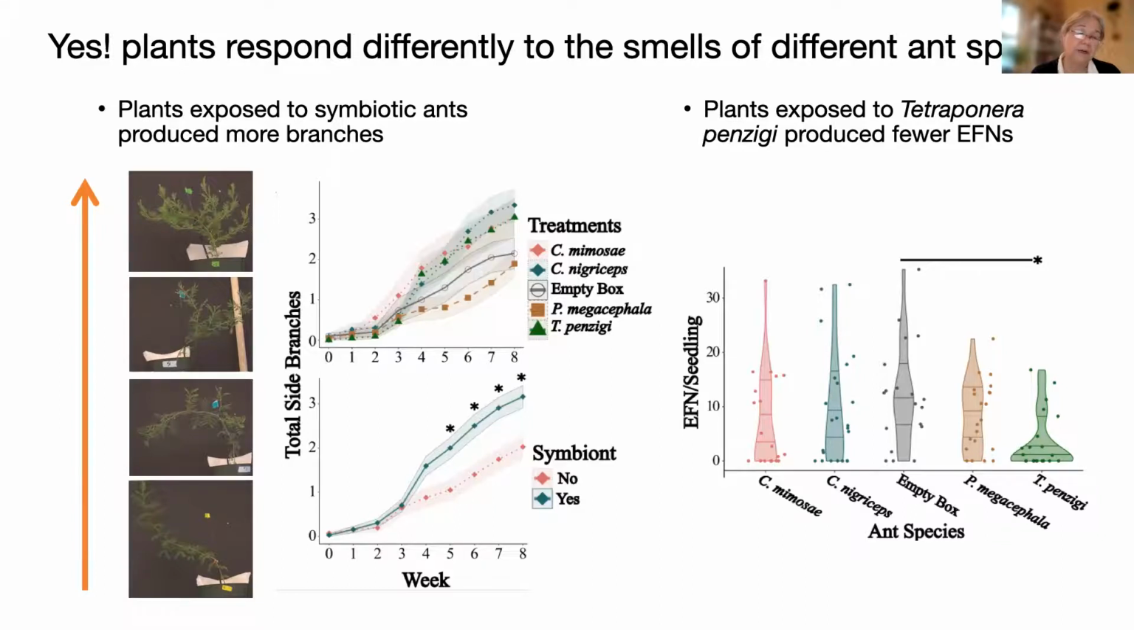In addition, the plants produced fewer extra-floral nectaries when they cohabited or smelled the odor of Tetraponera penzigi, which also interested us because penzigi is the only ant that is not interested in the extra-floral nectaries. In fact, it destroys them on the plants that it occupies. And we thought it was very striking that the plants were making very significantly fewer extra-floral nectaries when they were within the range of the smell of Tetraponera penzigi.